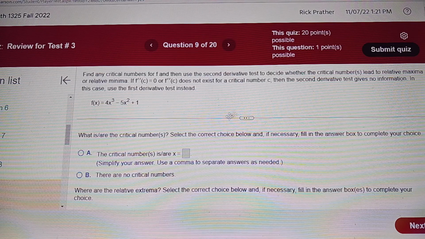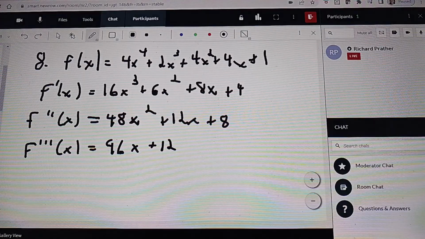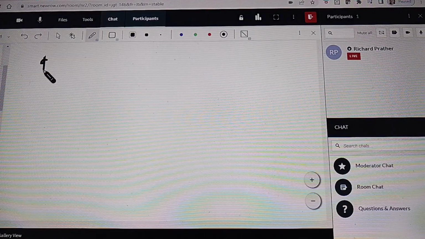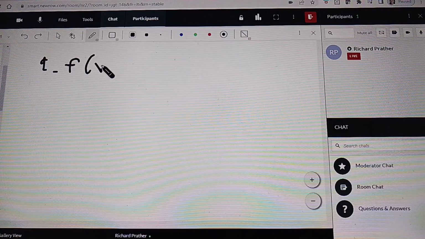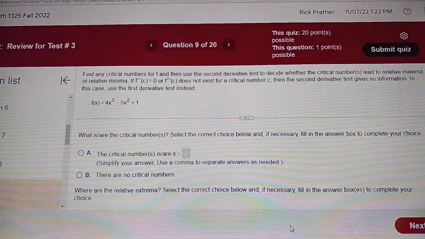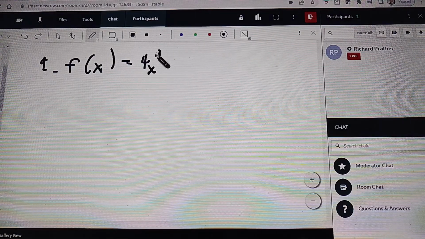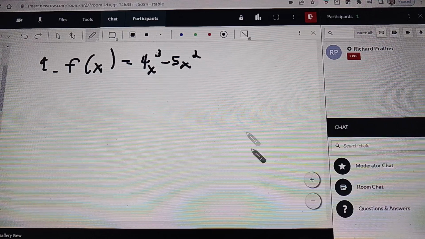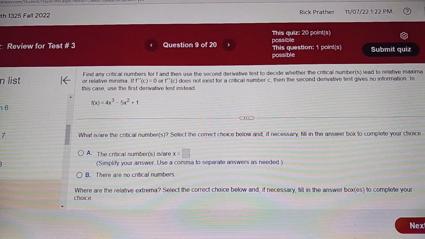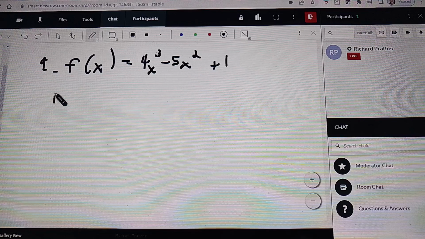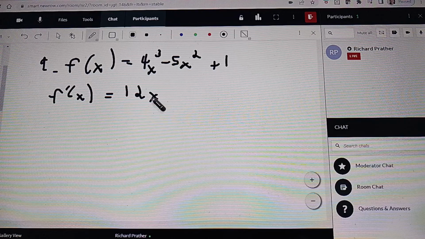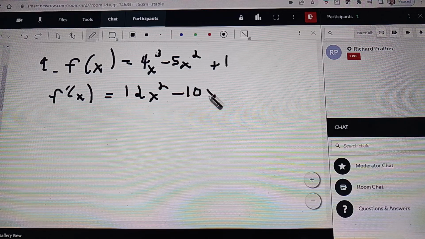Okay, so now we're going to use the second derivative test, apparently. So the original function is 4x cubed minus 5x squared plus 1. If I find the first derivative, 12x squared minus 10x. And we're going to need to find the critical values of this.